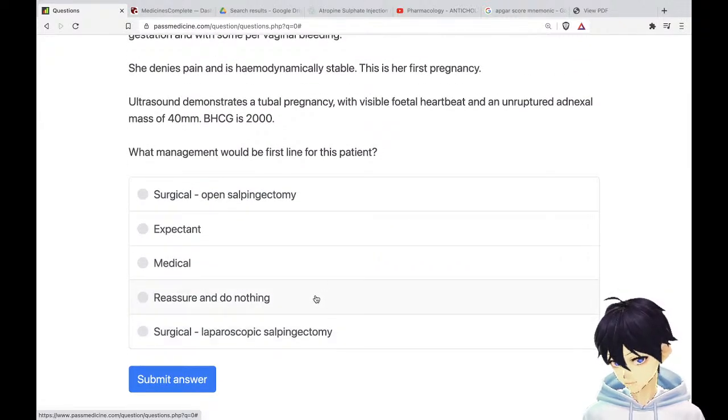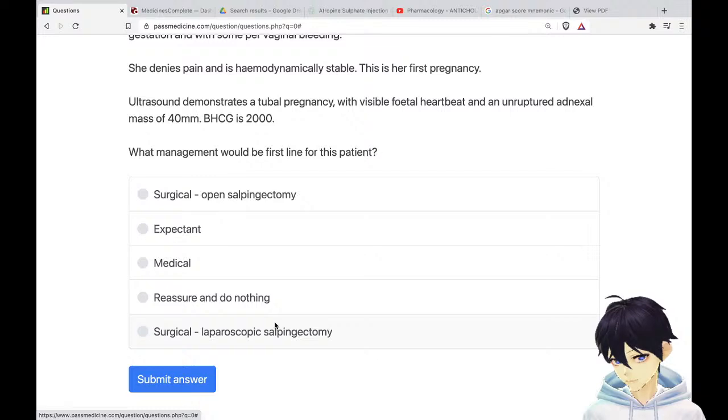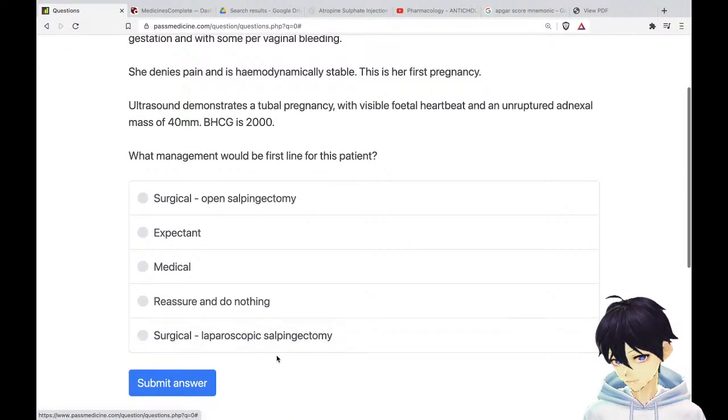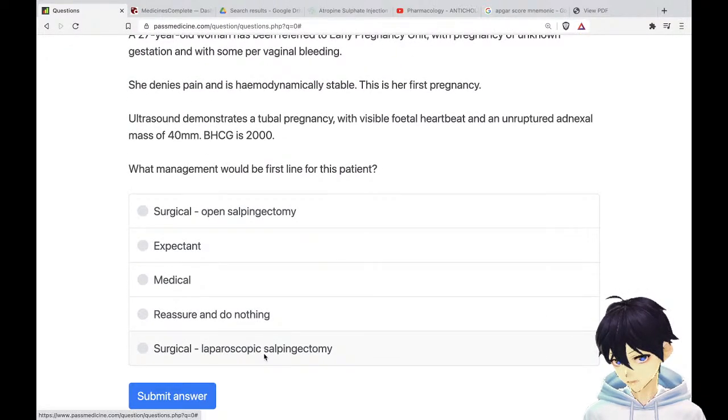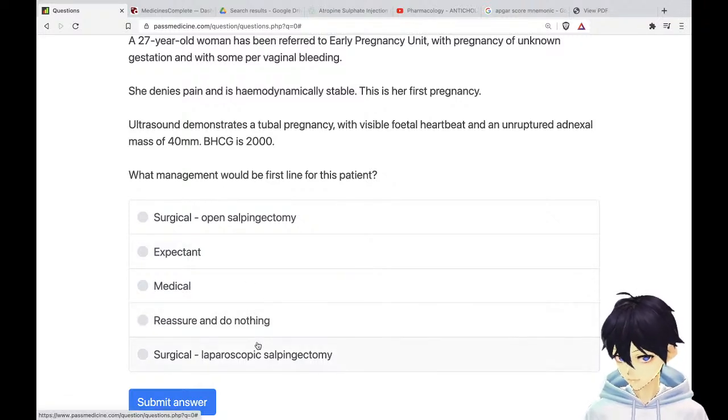I don't remember anymore. Reassure is definitely wrong. I think between the two surgical ones, laparoscopic will have better recovery. It's just that this mass, is it small enough to do laparoscopic? I think laparoscopic, and then if anything bad happens, you then have to open up.